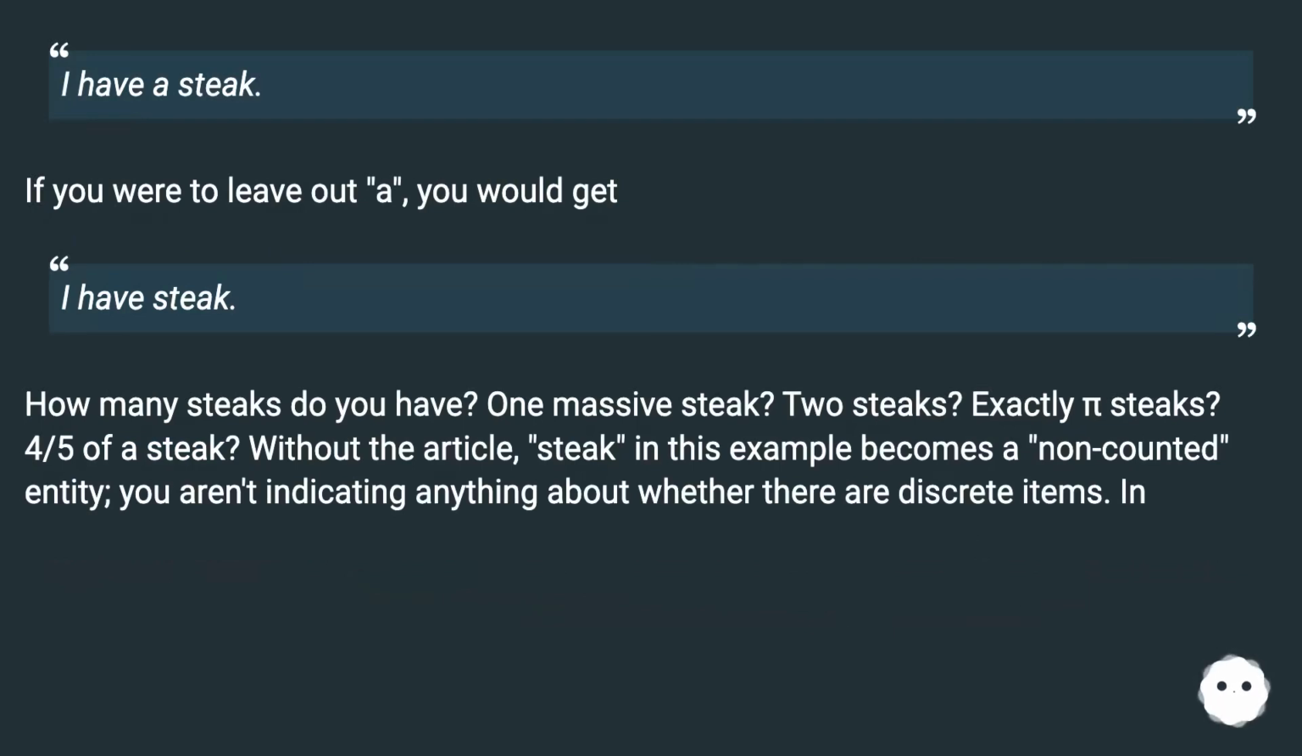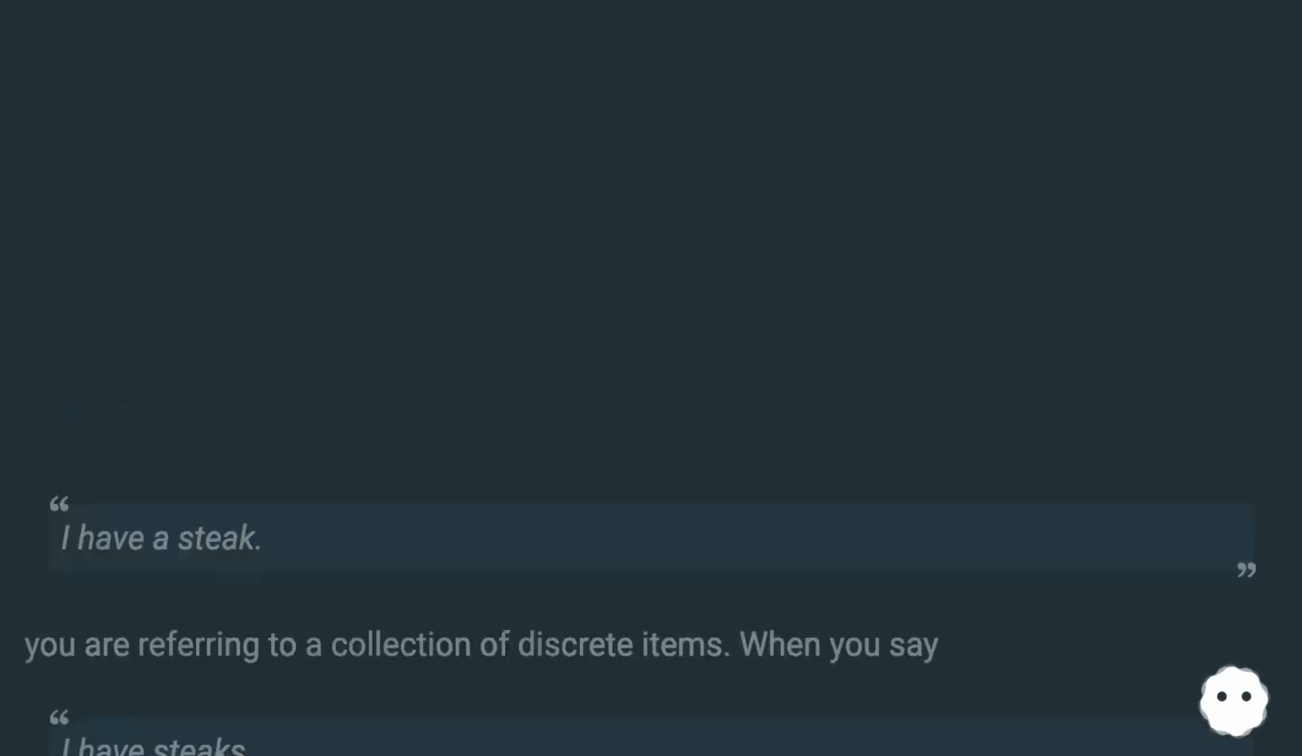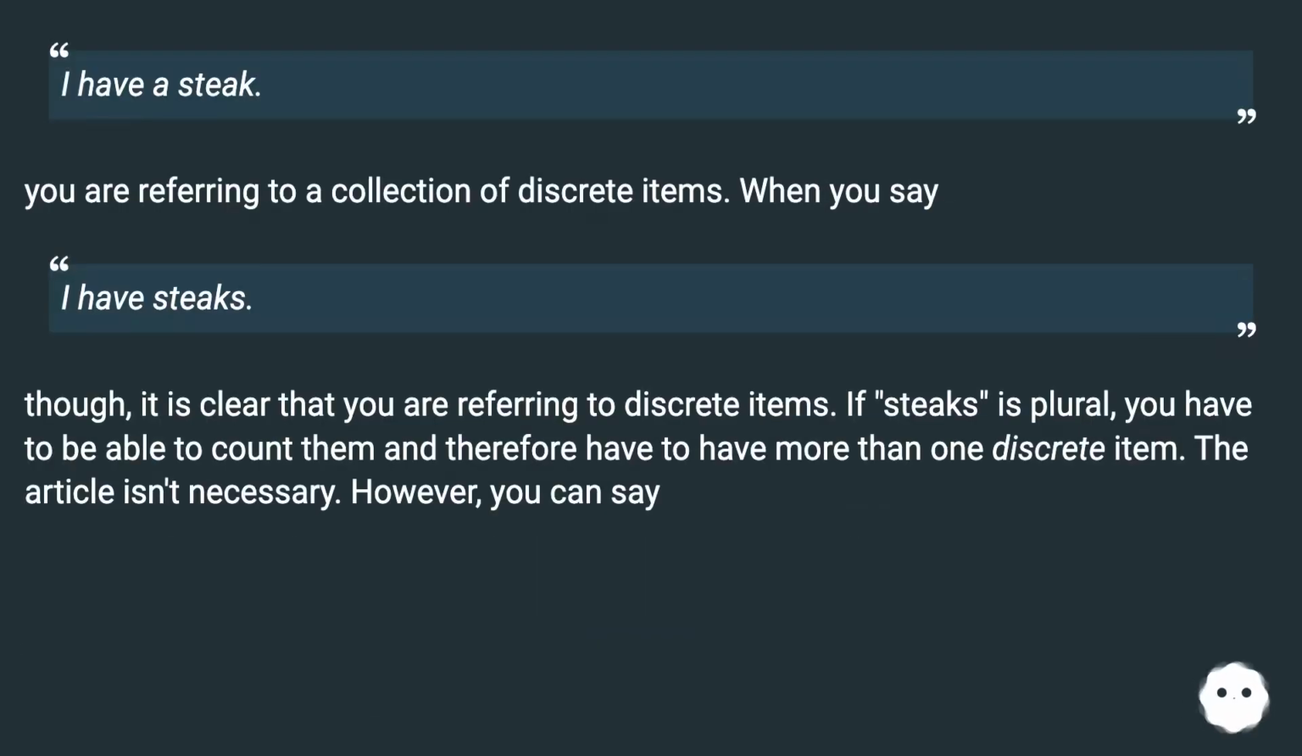How many steaks do you have? One massive steak. Two steaks. Exactly pi steaks. Four-fifths of a steak. Without the article, "steak" in this example becomes a non-counted entity. You aren't indicating anything about whether there are discrete items. In "I have a steak," you are referring to a single discrete item.